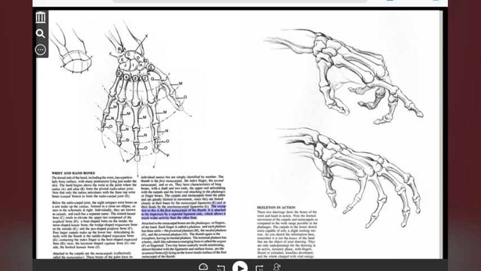The exception to this is the first metacarpal of the thumb. It is attached to the trapezium by a capsular ligament only, which allows it much wider activity than the other four. Attached to the metacarpal bones are the phalanges, or fingers, of the hand.